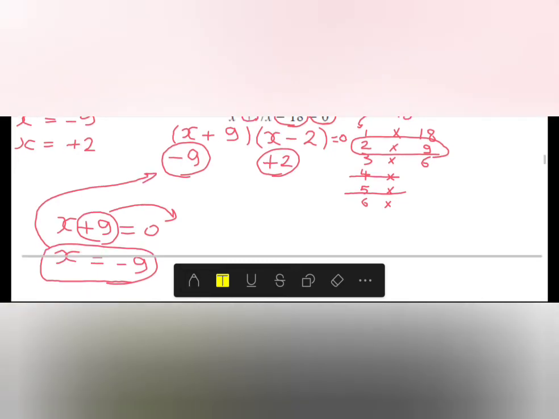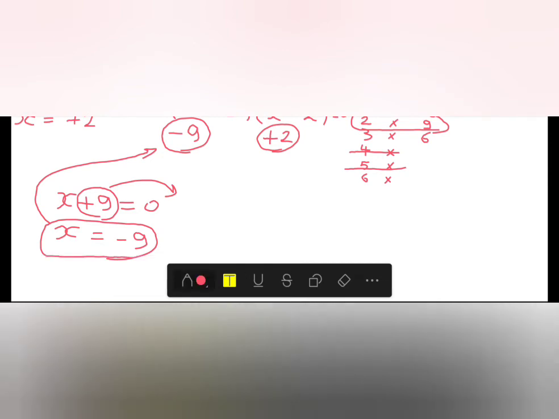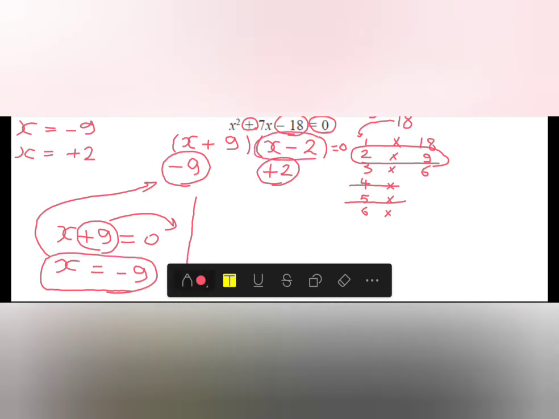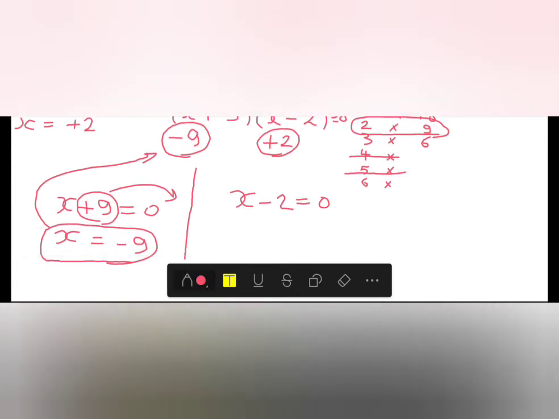So I'm going to take this here. I'm going to put a line here. And then I'm going to take this bracket here, x minus 2, and make it equal to 0. So x minus 2 equals 0. And then I'm going to take the negative 2 to the other side. So x equals what? Very good, positive 2. And this is the same answer I got with the fast method.